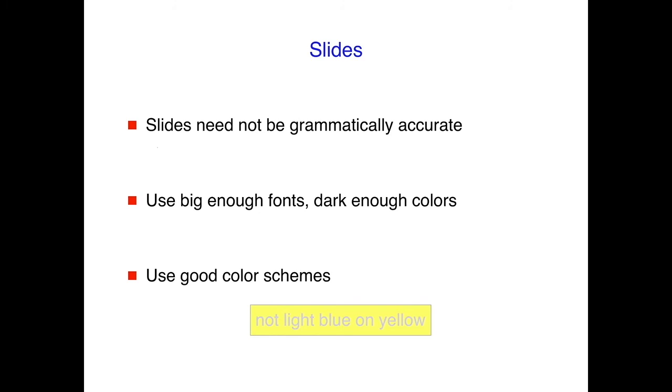Use fonts and colors that make sense. At the bottom here, I say not light blue and yellow, and I have actually seen people do exactly that. On your computer screen, it's not a problem, right? Because you can actually read the light blue and yellow. But on a projection screen, this is not at all readable for most people in the audience. So it's important to use good color schemes, font size.